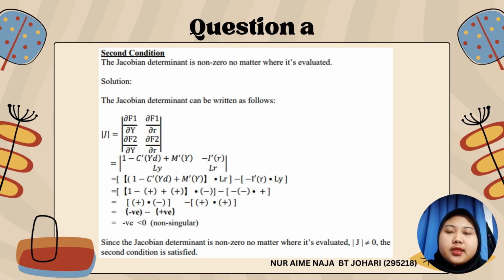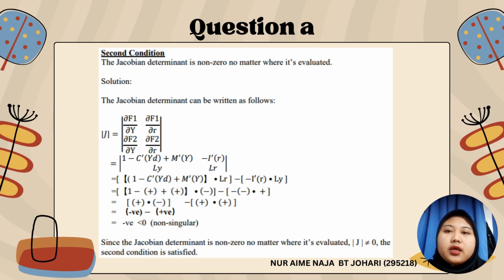For the second condition, we can do the Jacobian determinant. The Jacobian determinant is the absolute value of the 2 by 2 matrix with entries representing the partial derivatives of functions f1 and f2 with respect to the variables y and r. So, the format of the Jacobian determinant is the partial derivative of f1 with respect to y, the partial derivative of f1 with respect to r, the partial derivative of f2 with respect to y, and the partial derivative of f2 with respect to r.